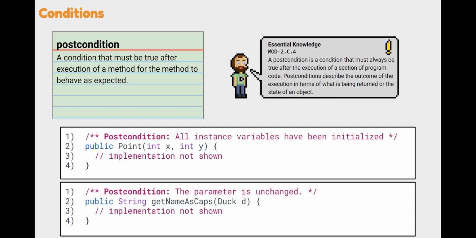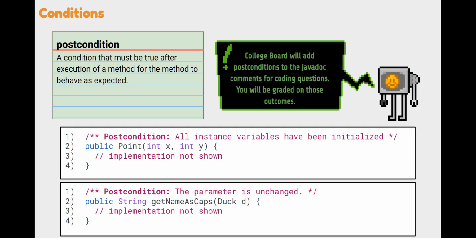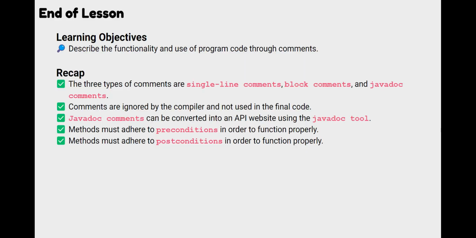This aligns with our essential knowledge. A postcondition is a condition that must always be true after the execution of a section of program code. Postconditions describe the outcome of the execution in terms of what is being returned or the state of an object. College Board will add postconditions to the Javadoc comments for coding questions. That's College Board's way of telling you the outcomes that they will be looking for and the outcomes that you will be graded on. That's going to bring us to the end of this lesson.